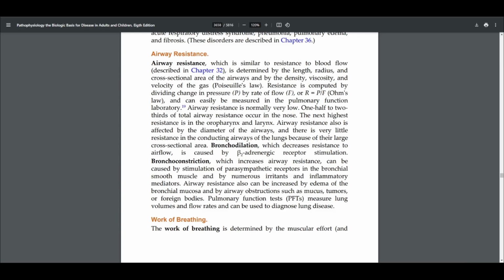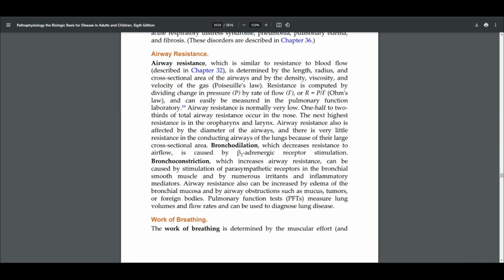Airway resistance is normally very low. One half to two thirds of total airway resistance occurs in the nose. The next highest resistance is the oropharynx and the larynx. Airway resistance also is affected by the diameter of the airways. There's very little resistance in the conducting areas of the lungs because of their large cross-sectional area.